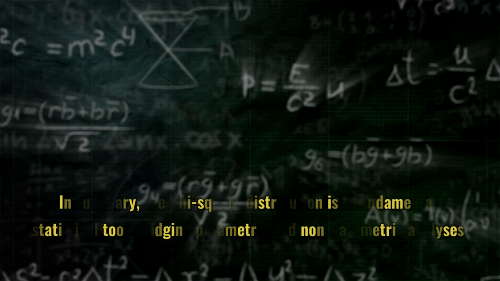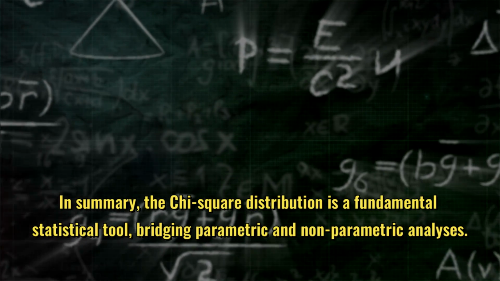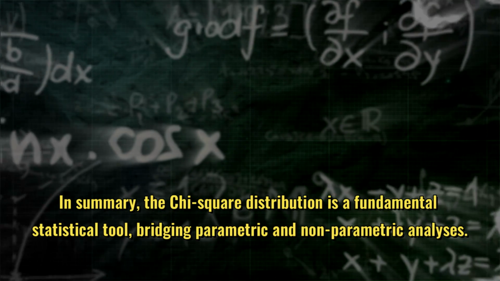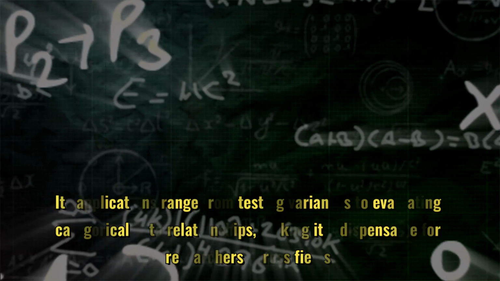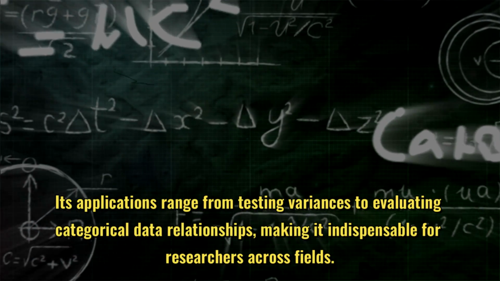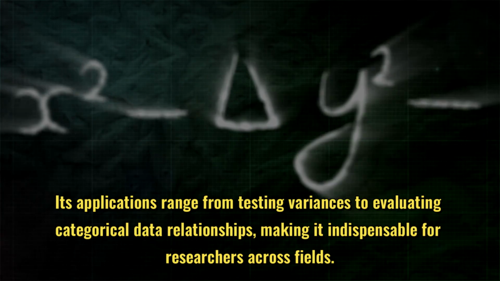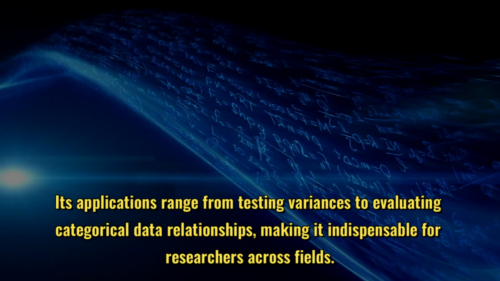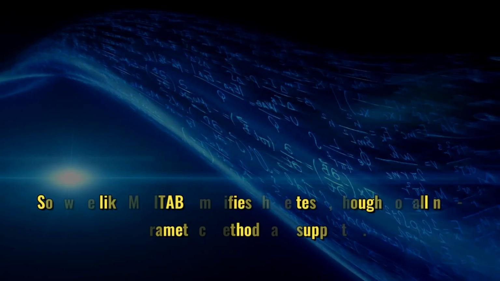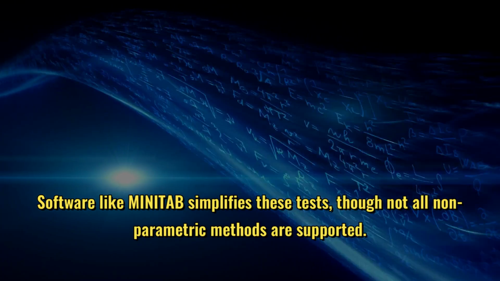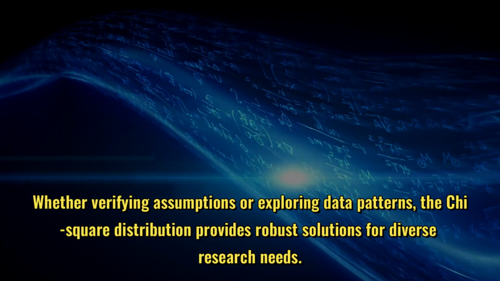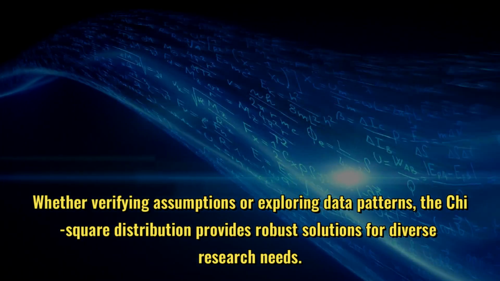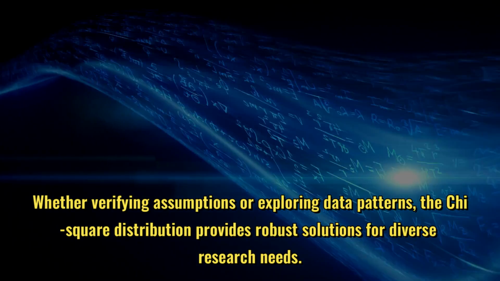In summary, the chi-square distribution is a fundamental statistical tool, bridging parametric and non-parametric analysis. Its applications range from testing variances to evaluating categorical data relationships, making it indispensable for researchers across fields. Software like Minitab simplifies these tests, though not all non-parametric methods are supported. Whether verifying assumptions or exploring data patterns, the chi-square distribution provides robust solutions for diverse research needs.